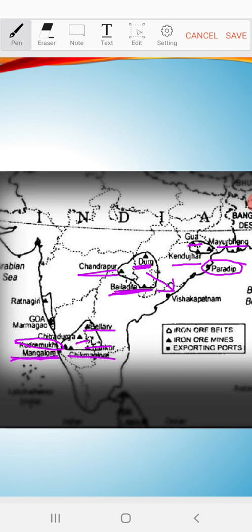Now the last one is the Goa Ratnagiri belt. Here the iron ore is not of very superior quality, but it is still extracted, and mainly not for our own consumption in the country, but for exporting to Southeast Asian countries or to Western countries, and the port serving this purpose is the Marmagaon port.